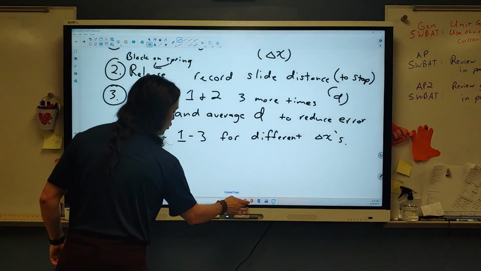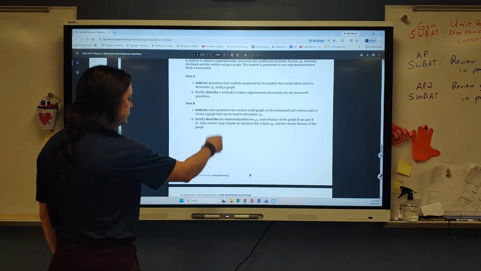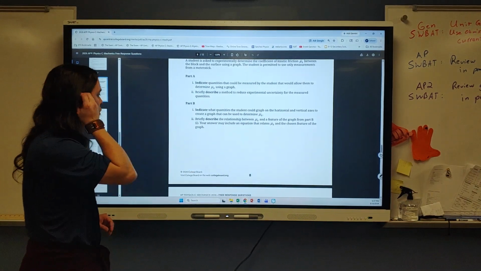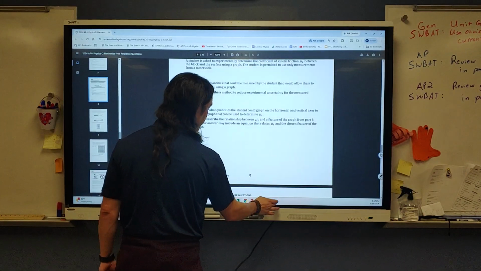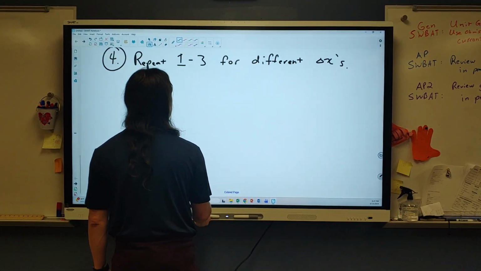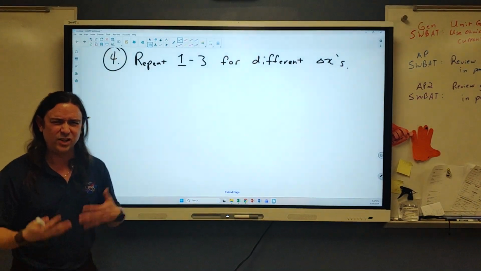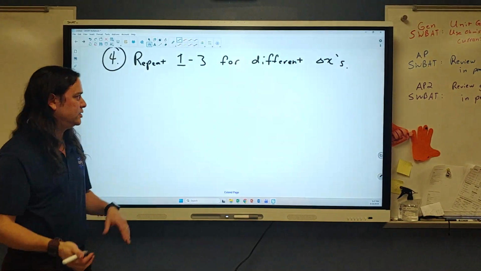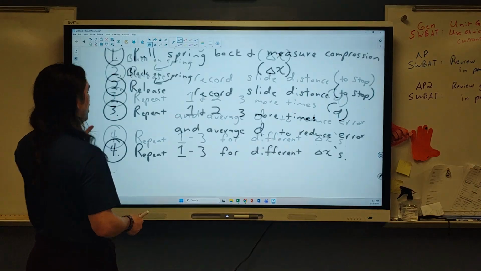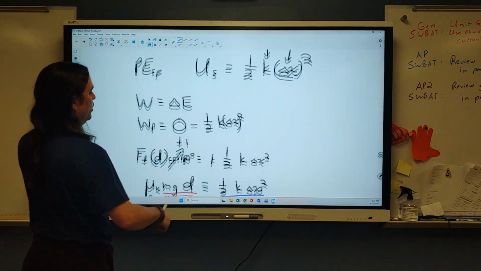Now we get over to the second part of this, part B. Indicate what quantities the student could graph on the horizontal and vertical axes to create a graph that can be used to determine mu sub k. Well, we did our derivation. That's the thing about experimental design. You kind of have to do all of it together. You start with the end and work your way back, is the way that I usually describe it. We had to start off with our derivation to see how we would do this.